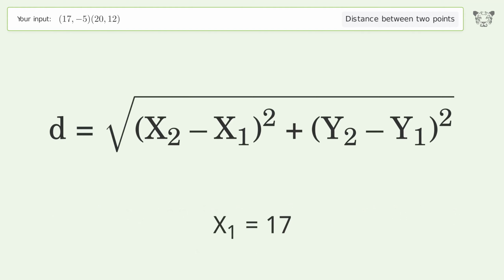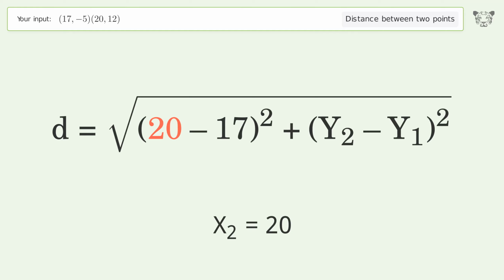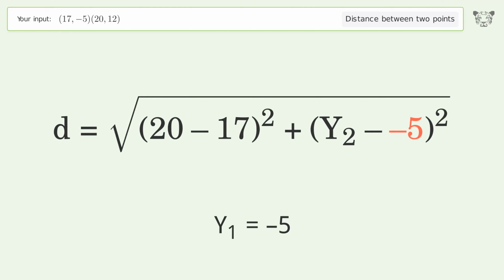x1 equals 17. x2 equals 20. y1 equals -5. y2 equals 12.